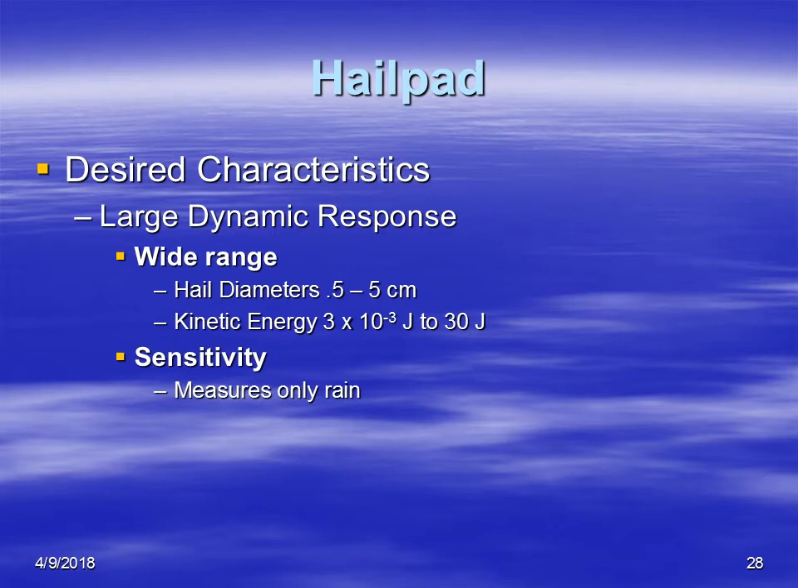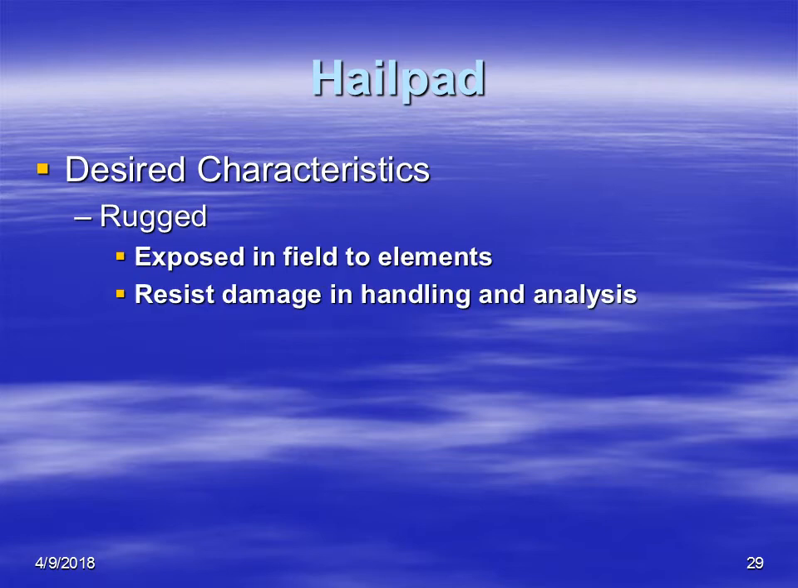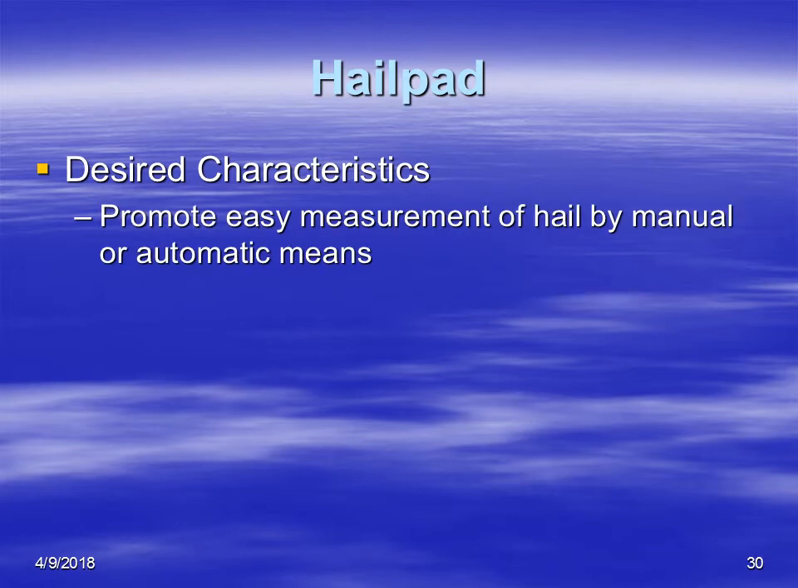But you don't want it to measure rain. When a raindrop hits it, you don't want it to leave an impression. Only hailstone. Also, it needs to be rugged because it's going to be out in the field for a period of time. When you put a hail pad out there, it could be out there for weeks. So you don't want it to degrade when it's exposed to the elements. And also, of course, when you move it, you don't want your thumbprint to leave an impression. So you want it to be somewhat rugged.